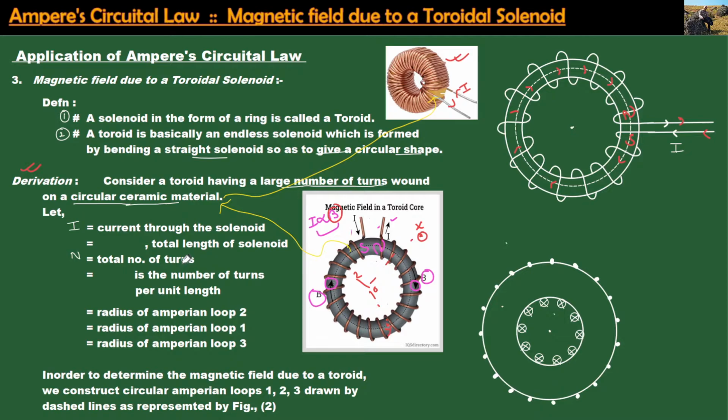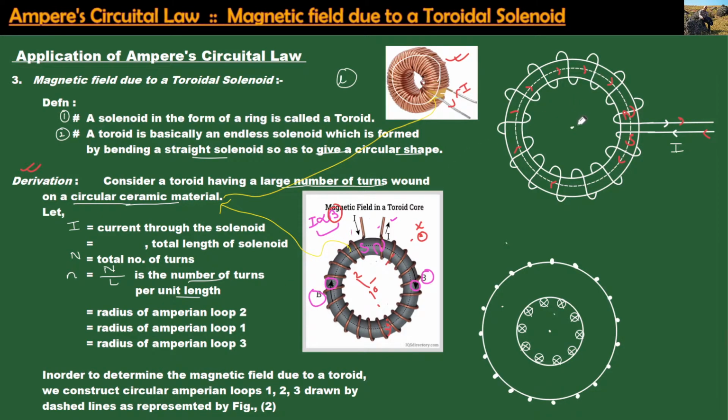And from here, if L is the length of the solenoid, then the number of turns per unit length, that means the total number of turns divided by the length of the solenoid, capital L, will be defined as the number of turns per unit length, denoted by small n.